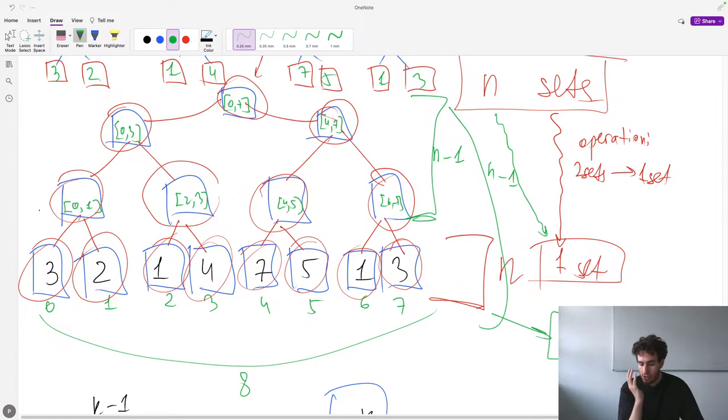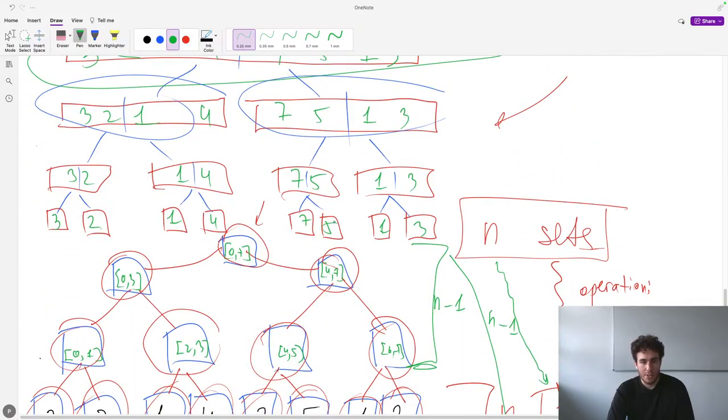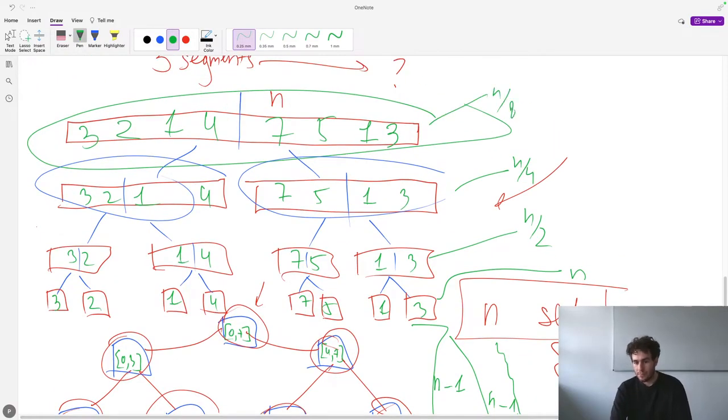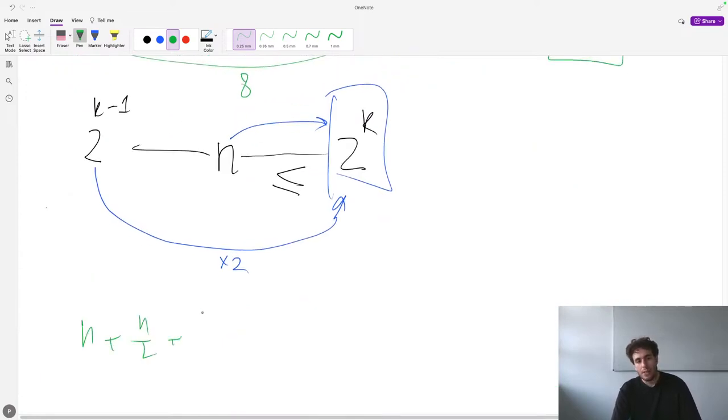You could think about it also in a different way, and somebody in the chat already said it. So in the last level, we have n elements. Let me draw it in a different picture. Here we have n segments, one segment per element, and then we combine two together, right? So here we have twice fewer segments, so we have n over 2 segments. Here we have n over 4, here we have n over 8. So we have this geometric progression of n plus n over 2 plus n over 4 and so on, plus 1.